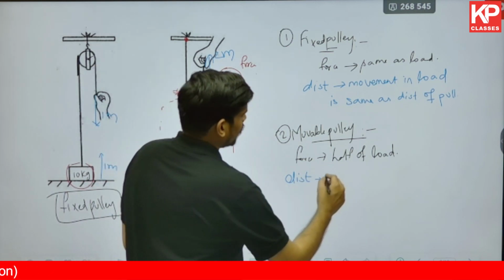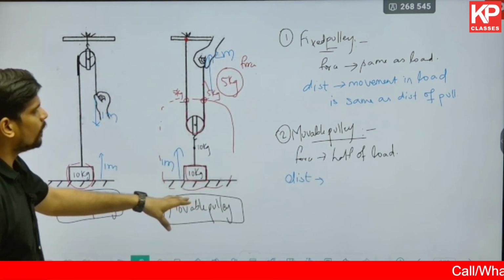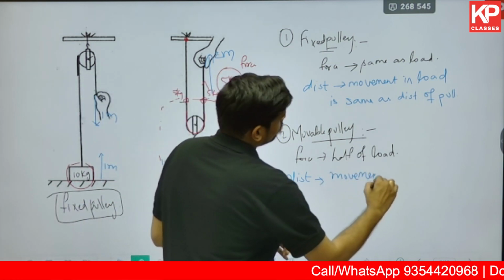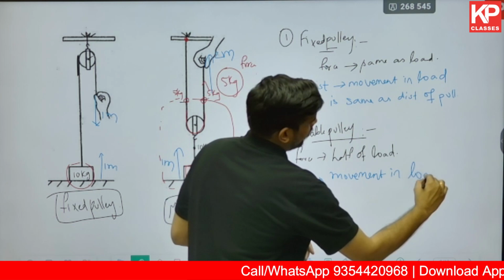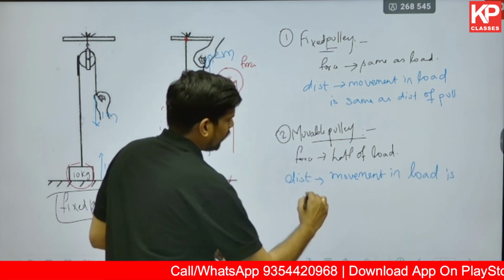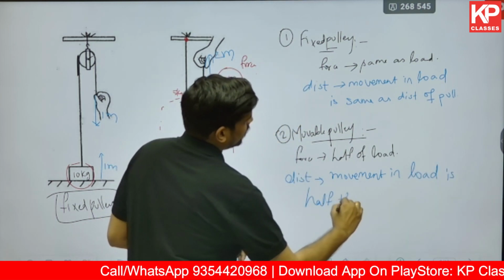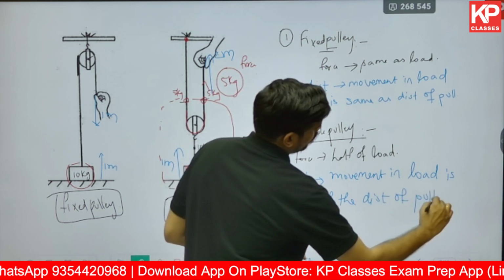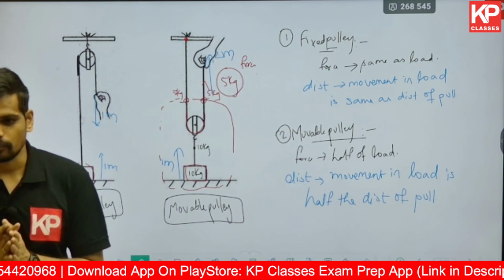So in the movable pulley, the movement in load is half the distance of pull. These are the two points you have to remember with respect to these two types of pulleys.